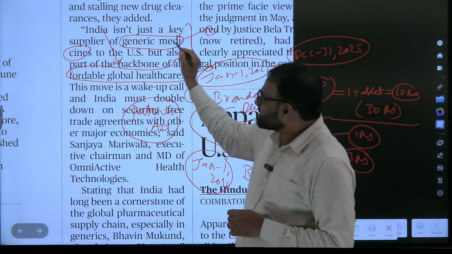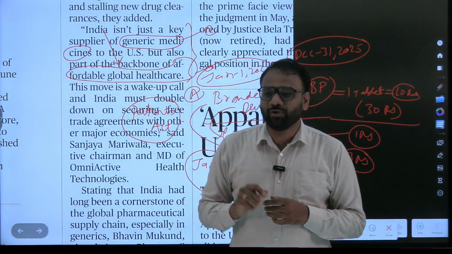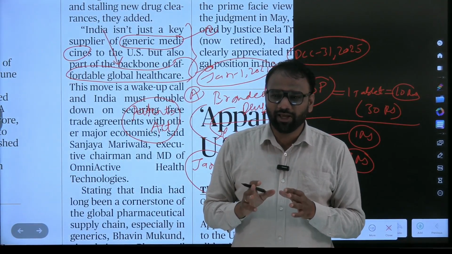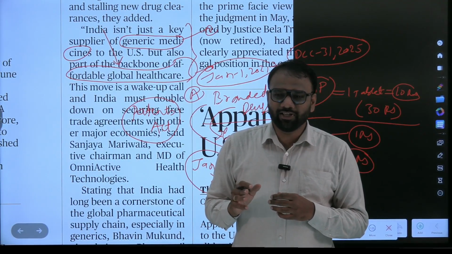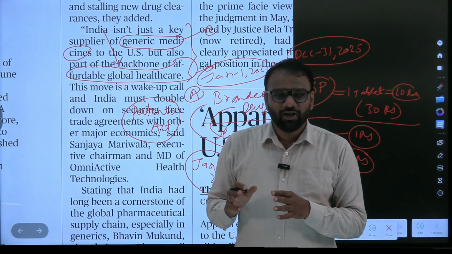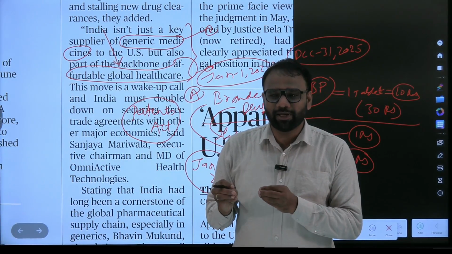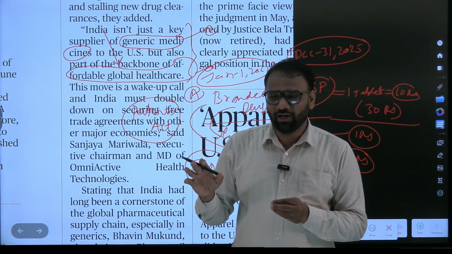So India is not just a key supplier of the generic medicine. Generally, we call India the pharmacy of the world. We call India the pharmacy of the world because we supply these pharmaceutical products to different parts of the world. This does not mean that India has the highest amount of innovation when it comes to medicines. No. When it comes to generic drugs, we supply drugs at a very cheap price to different parts of the world, especially to countries of Africa.